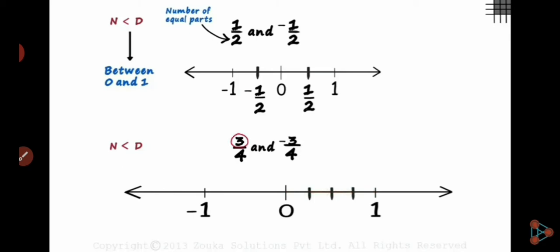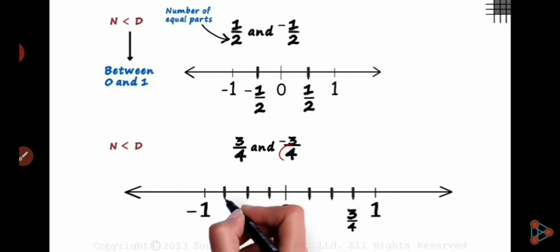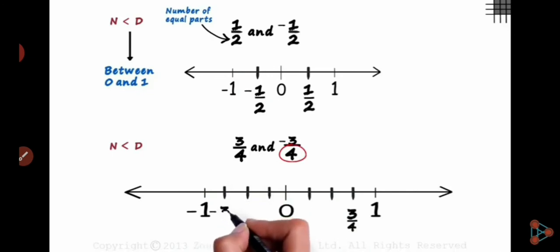Now we move to the numerator. The numerator tells us the number of parts from the number 0. Since the numerator is 3, we move 3 equal parts from 0. 1, 2 and 3. So we mark 3 by 4 here. Now let us plot minus 3 by 4. Since 3 is less than 4 and the rational number is negative, we know that it will come between 0 and minus 1. We divide this length into 4 equal parts as the denominator is 4. And we mark minus 3 by 4 3 parts away from 0. That's it. We have plotted the points.